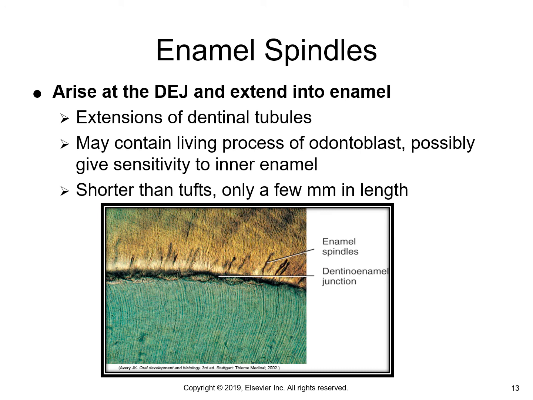Enamel spindles will arise at the DEJ, and they actually extend into the enamel. They are extensions of the dentinal tubules that we have mentioned in previous chapters. They may contain the living process of odontoblast and possibly give sensitivity to the inner enamel. The spindles are shorter than tufts, so they're only a few millimeters in length.